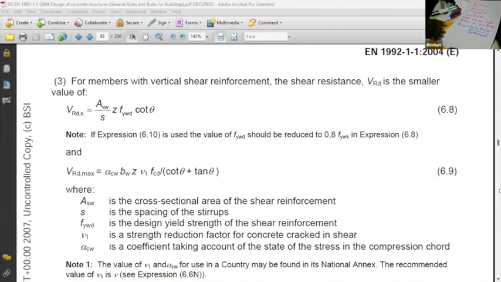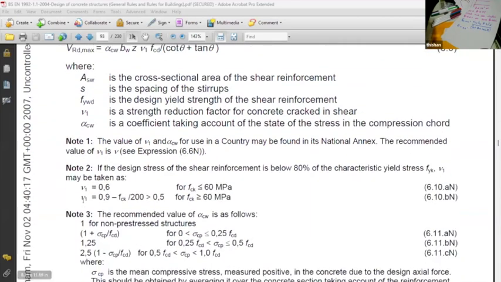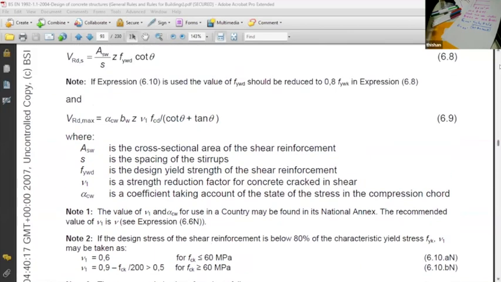The big equation. So, how are we going to deal with it? First, assume theta is 22. Substitute in this one. And alpha CW is equal to 1 for non-pre-stress concrete structure. Alpha CW is 1. Okay, good news. Alpha CW is 1.